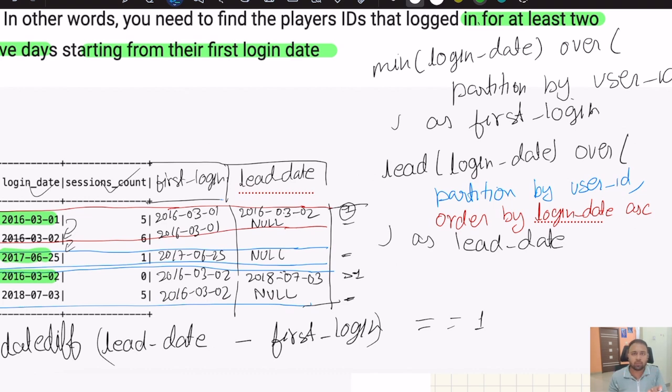We will apply the minimum function on the partitions. What is the partition? Partition by user ID, right? Then we will apply the lead function, and there we will do partition by user ID and order by login date, right? Then we will find the difference between lead date minus first login, and if the difference is 1, it means that after visiting for the first time, that particular person has also visited the next day.